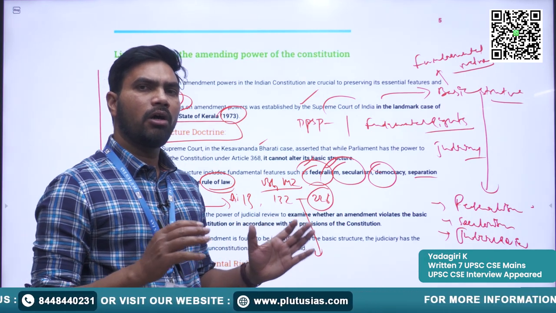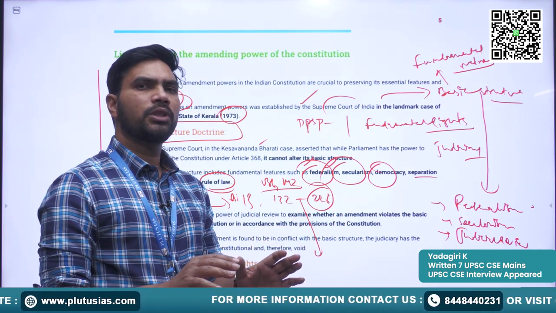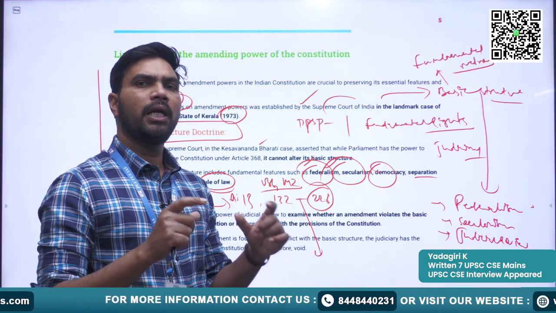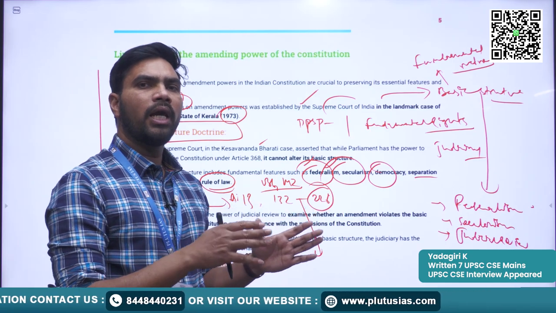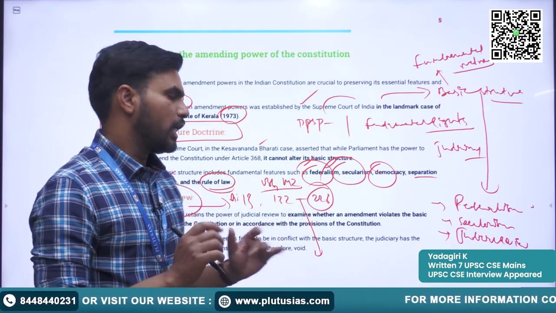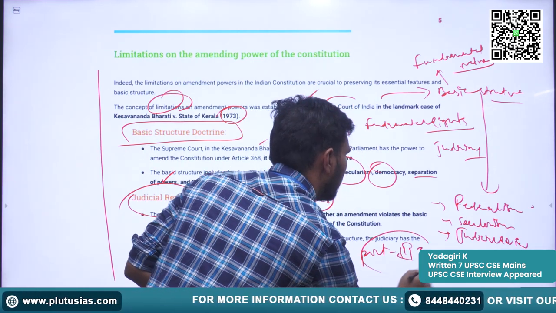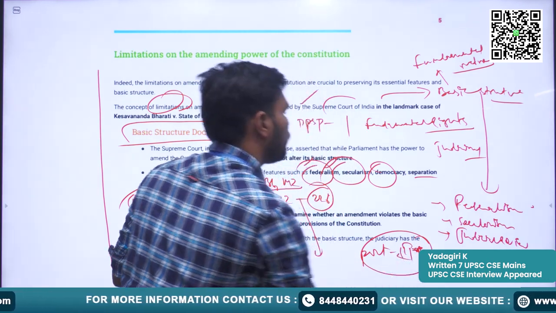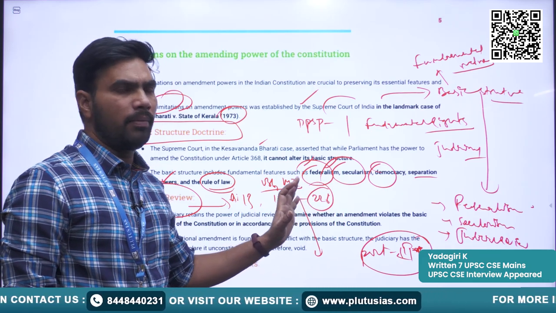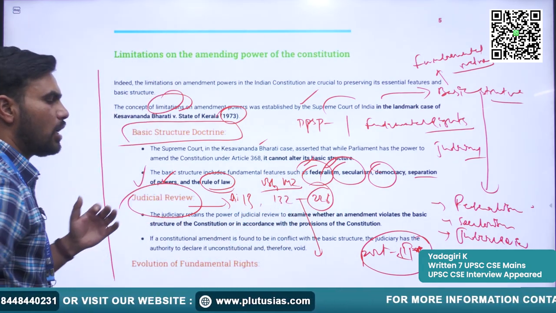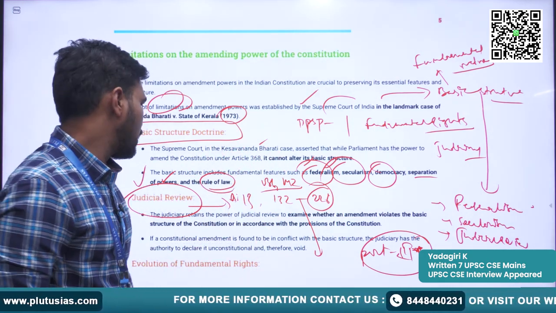that particular amendment or act is against the principles or provisions incorporated in the constitution, the judiciary can declare those acts or laws invalid, null and void, because they are violating the provisions mentioned in the constitution, especially in part 3 of the constitution. Right, part 3 of the constitution. So based on this aspect, the judiciary can nullify the actions or laws made by the parliament. So basically, the judicial review also acts as an important limitation on the amending power of the constitution.